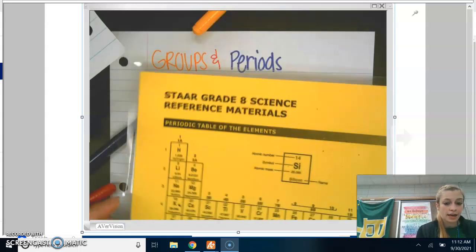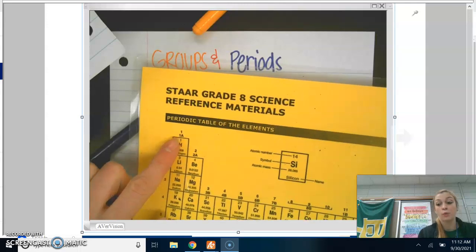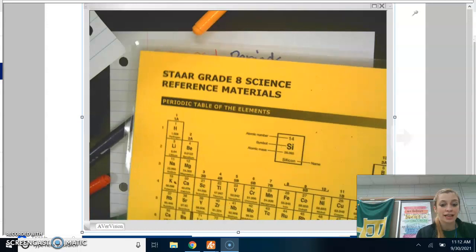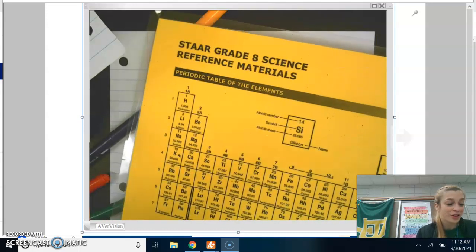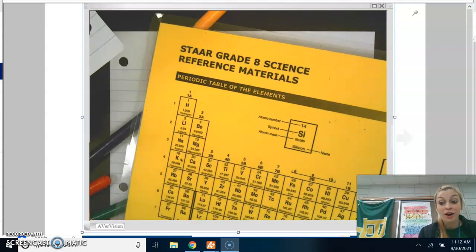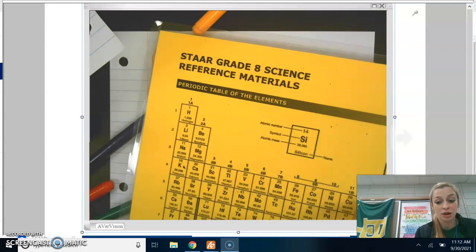This A number on the periodic table, so group 1 or 1A, is equal to the number of valence electrons for every element in that group. So cool. So every element in this group has 1 valence electron. You automatically know that. 2A, every element in that group has 2 valence electrons. Remember, we skip all of these. We're not worried about them.